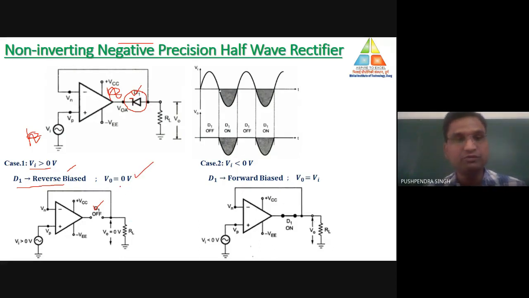Due to that, the value of output is how much? 0. So for the positive half of the signal, what is the value of output? Output is 0. Why? Because the diode is in off condition.